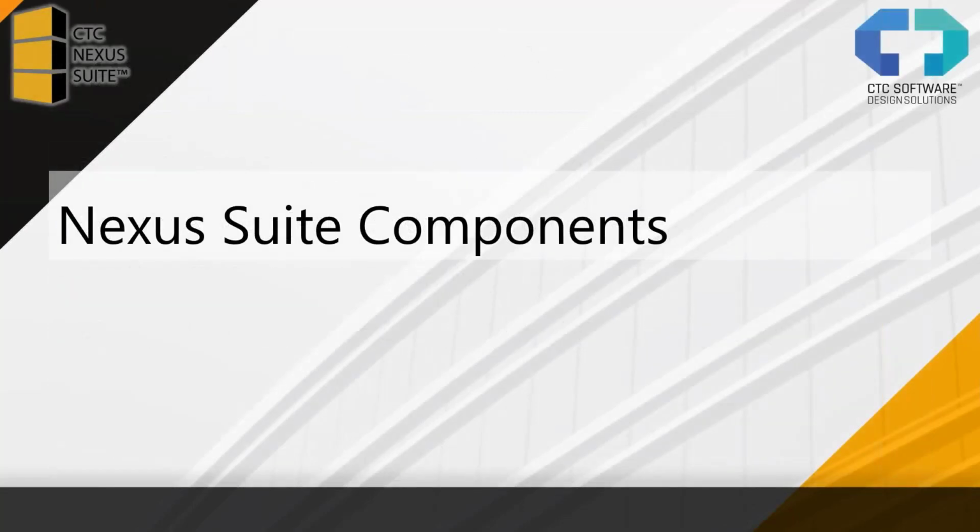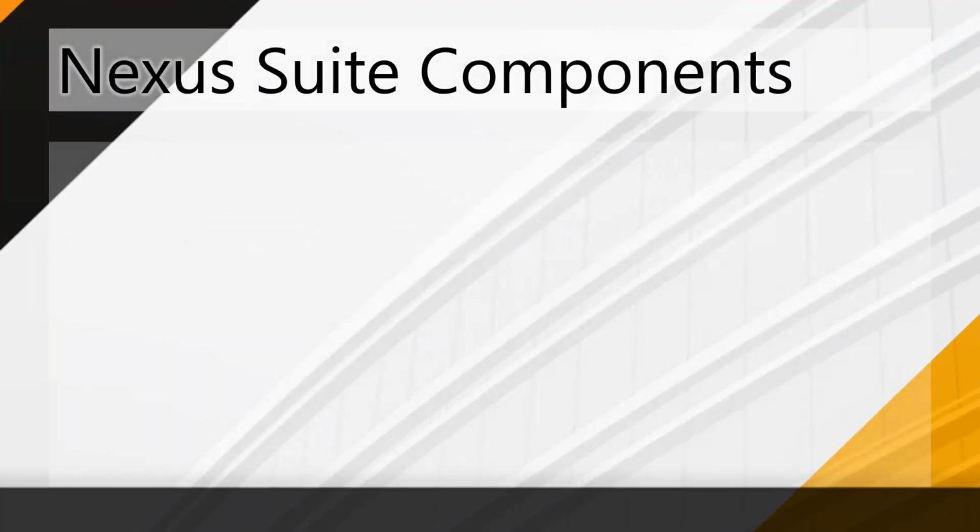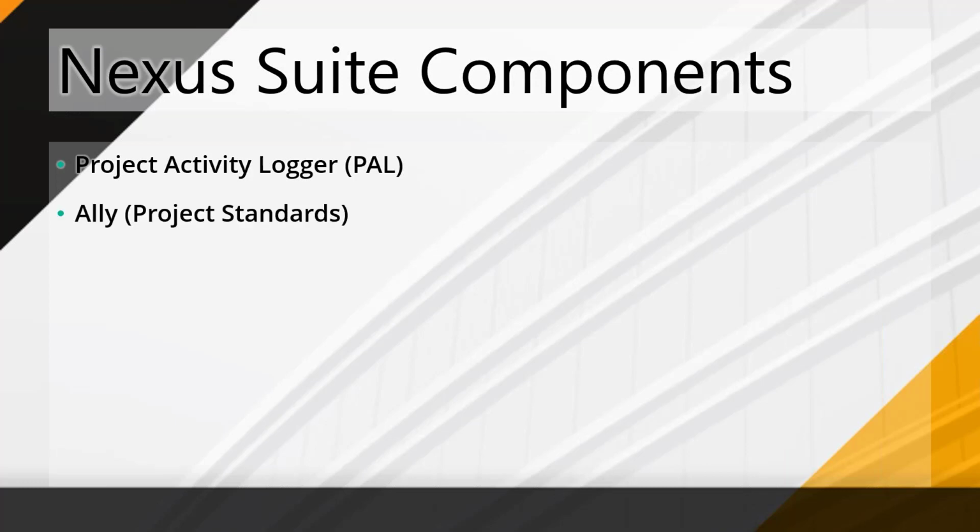So let's take a look at what the actual components are by name. I'll be referring to them by name for the rest of this little session here. So within the Nexus Suite, there's a Project Activity Logger, which we often call PAL, P-A-L. The PAL toolkit allows you to do quite a bit of data logging real-time silently while your users are just designing and working. Very little effort on setup for you. We'll get into that in a little bit more detail here in just a moment.